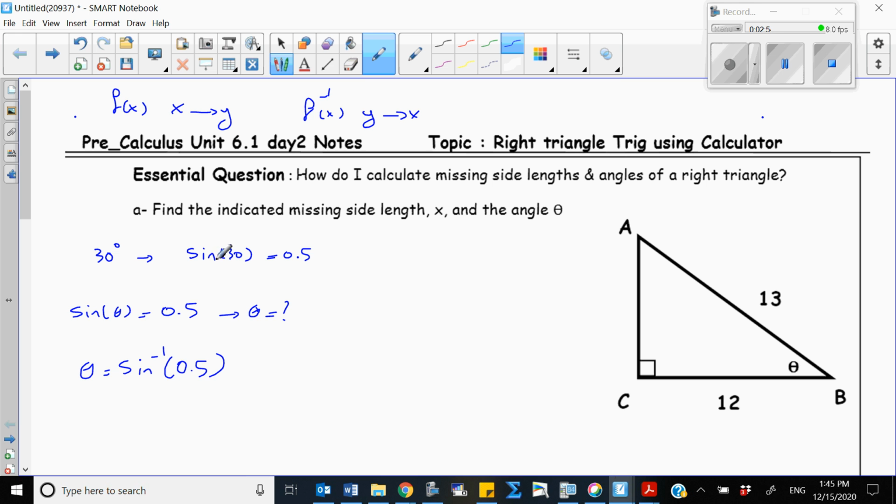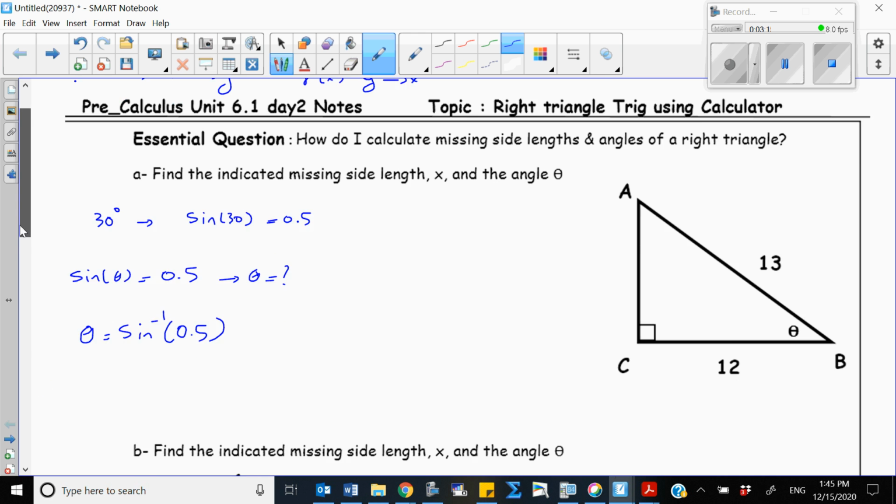So notice here, when I'm using sine, the angle is inside and the value is outside. But if I'm using sine -1, the value of sine is inside and the angle is outside. That's what I'm looking for. So this is basically relating y to x. The other one was x to y. This is y to x. Now let me give you another example.